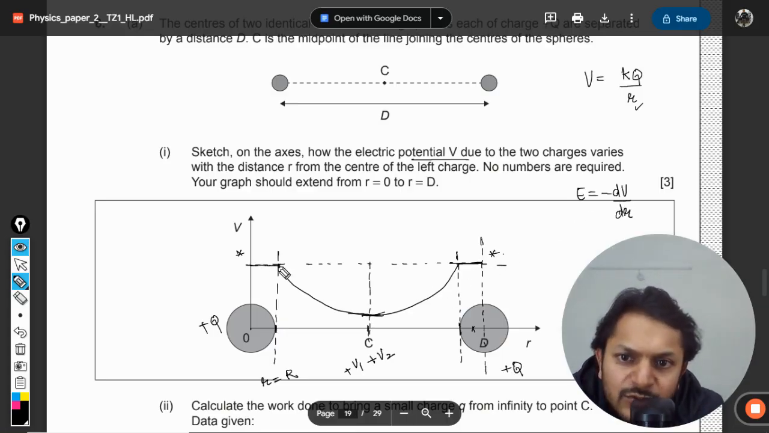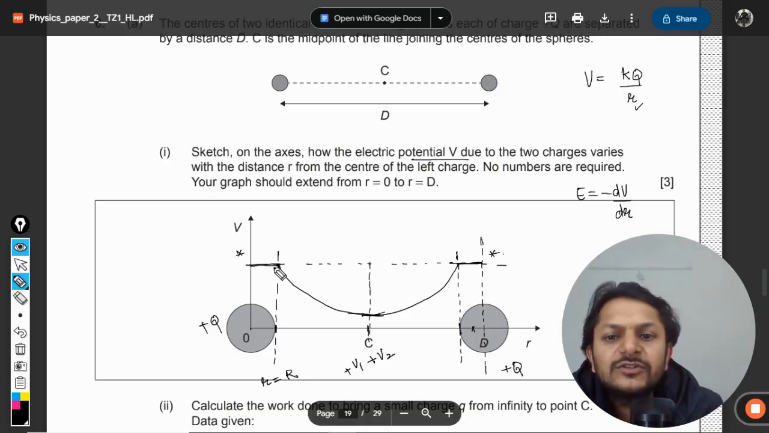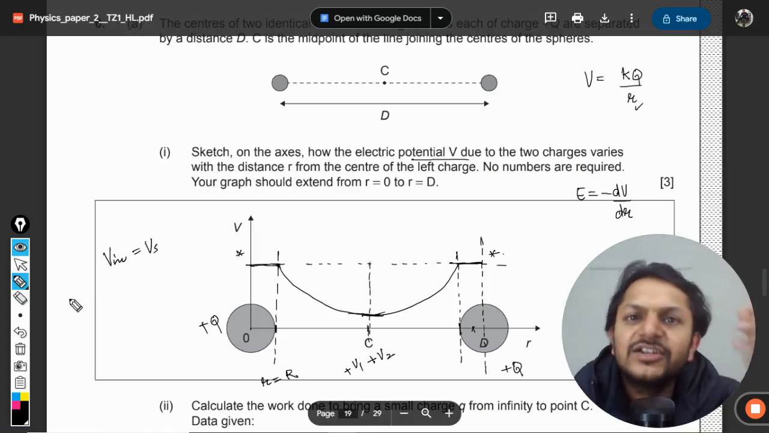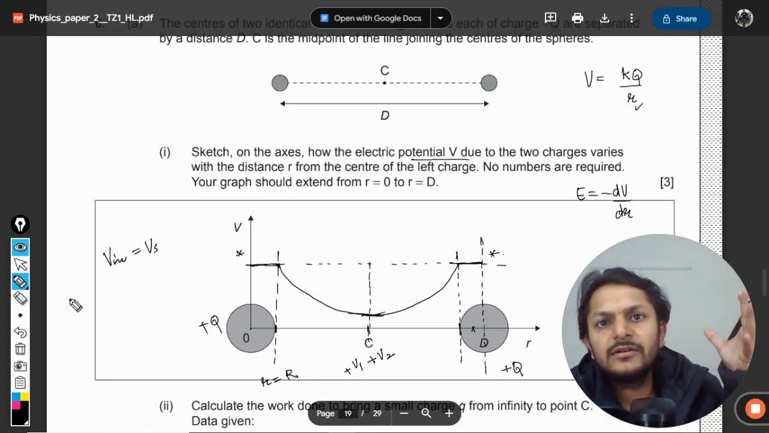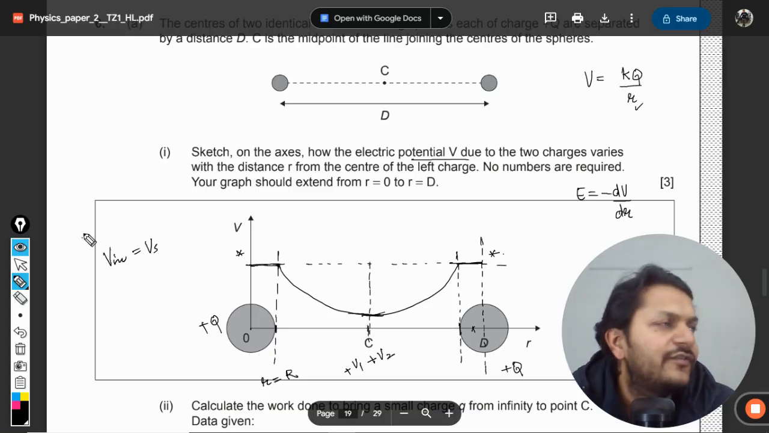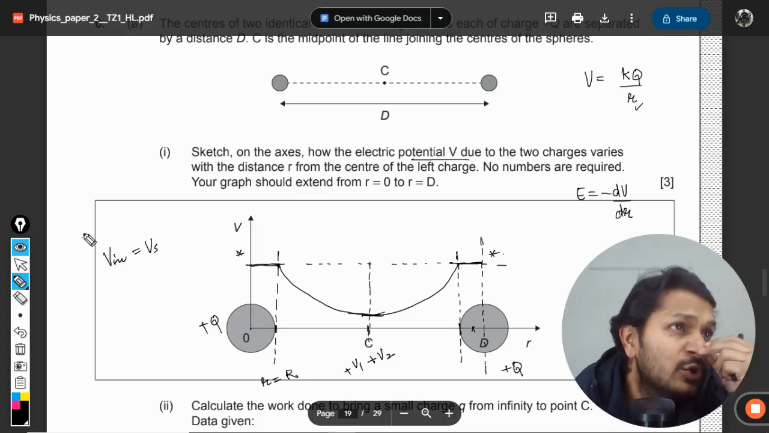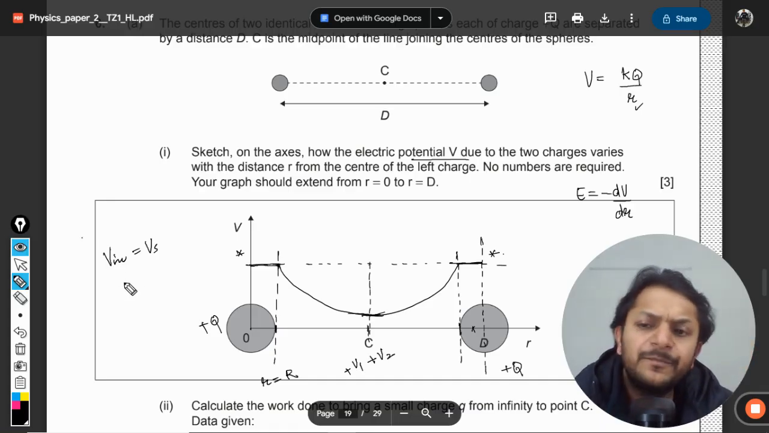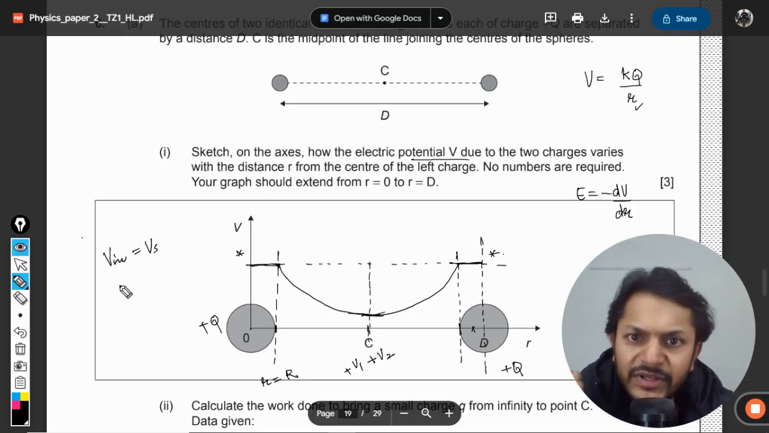Similarly, this is going to be a constant value here. So even this is going to be a horizontal line because the potential inside a conductor is always equal to the potential at the surface. This is the case of a shell, basically, not a solid sphere.